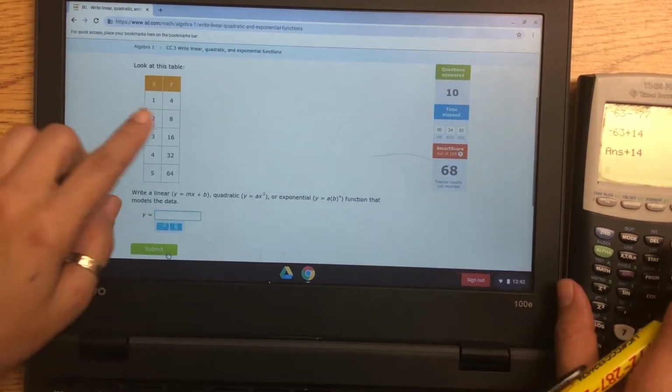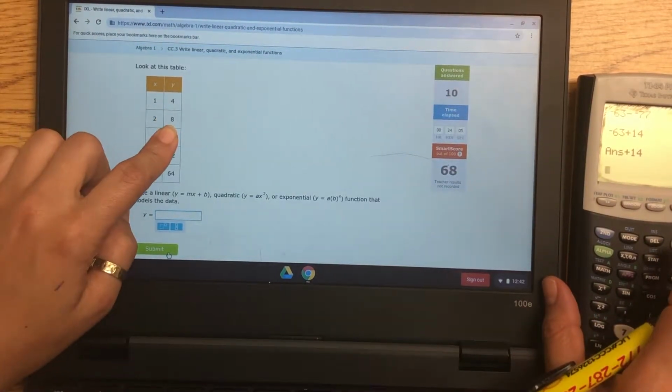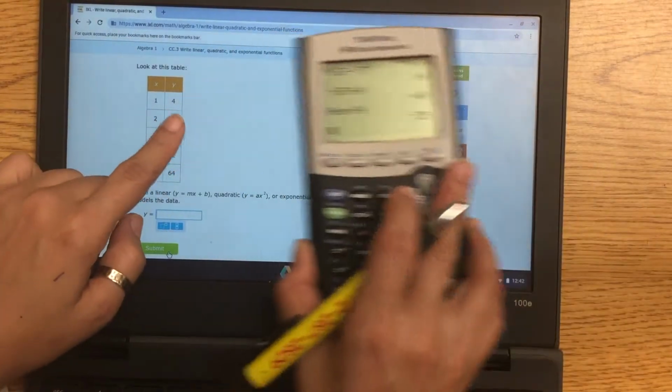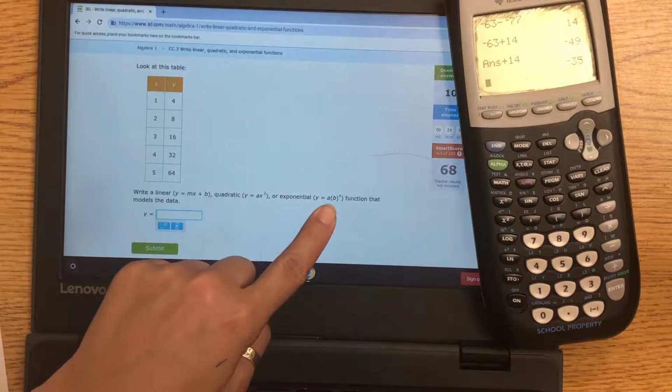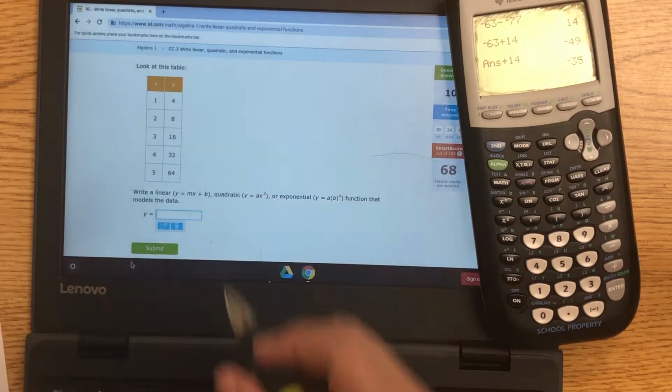All right. Looks like 4 times 2 is 8. 8 times 2 is 16. Yeah, this is multiplying by 2, so it's exponential. So it's going to be y equals A. A is where it crosses where x is equal to 0. Now look, there's no x equals 0 there.